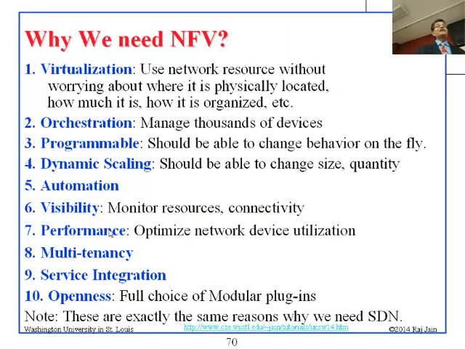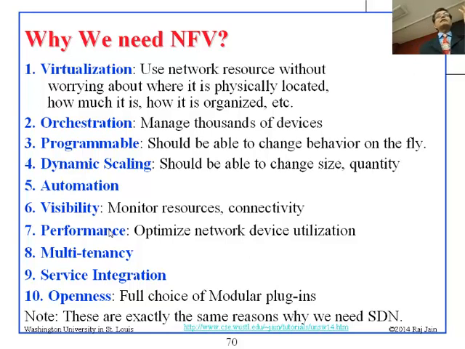Now with NFV, believe it or not, once you do this, you can get most of the stuff that you want from SDN. Virtualization is there, orchestration is there. Of course, in the cloud we do orchestration, programmability, and dynamically scale as many VMs as you want. Everything can be automated. Visibility is there. So most of the stuff that we saw before can be done, except for a few problems, which I will mention in a minute. But this is something you can do today.